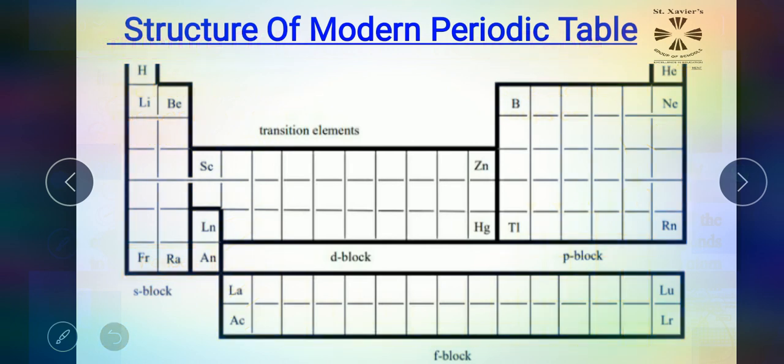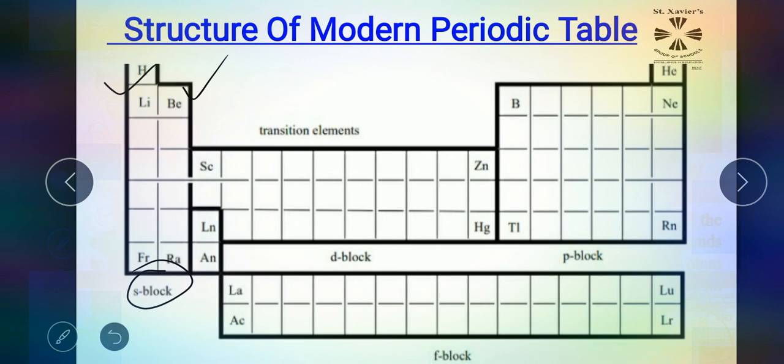Not only the rows and columns, the modern periodic table is also divided into blocks, students. Now I'll tell you which are the blocks. When you see the first two groups, the first two columns, they belong to the S block, students.